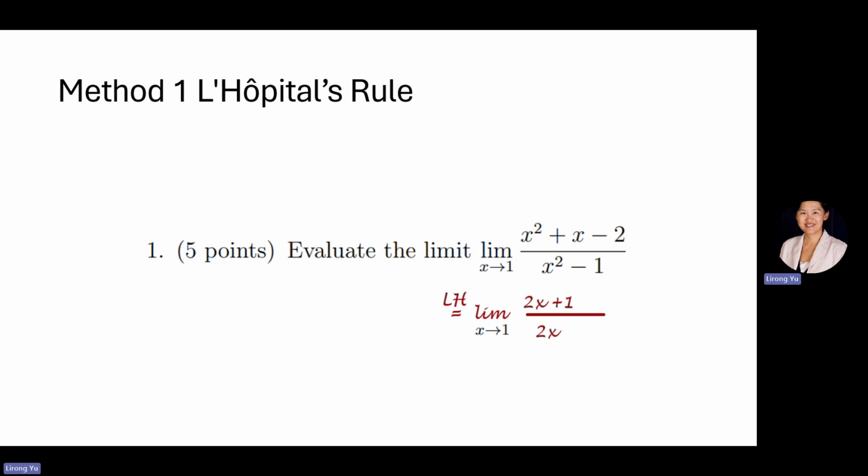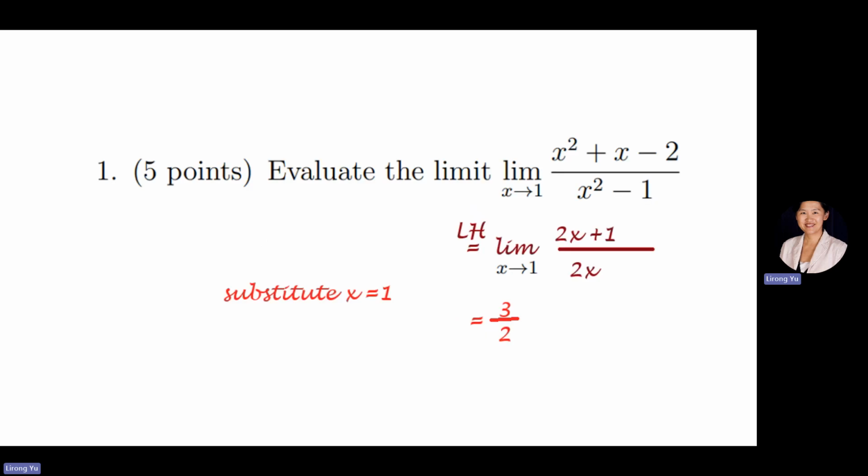This one, if you make x equal to 1, you see in the denominator 2x. If x equals 1, that's 2. In the numerator, 2x plus 1. When x equals 1, that's 3. So the answer to the question, substituting x equal to 1, we find out the limit value. That is 3 over 2. So that's how you can solve this question with L'Hopital's rule. That's one of the methods.